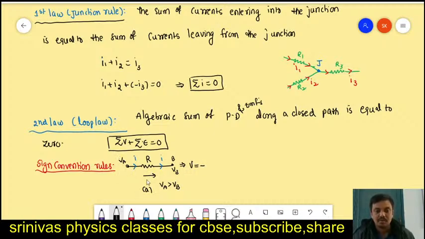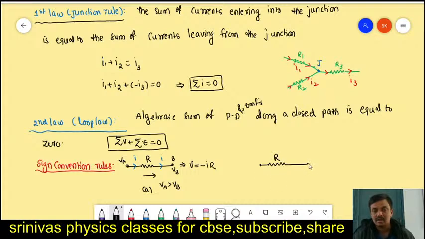So if you go in the direction of the current, the current is going right side and you are also going right side, then you have to take the potential drop as minus IR. This you should remember.